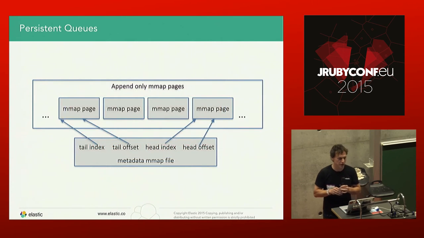So this is what I just said. Typically when persisting data, it's just append-only pages, and these pages you can define the size that you want. We're going to see some more benchmarks, but I'm using 2 GB pages. And there's metadata, which is an mmap file itself that keeps a pointer to the tail page index and the tail page offset. So where do we read in that page? And the same for the head for doing the push on the queue.